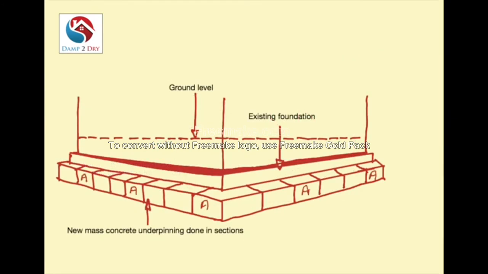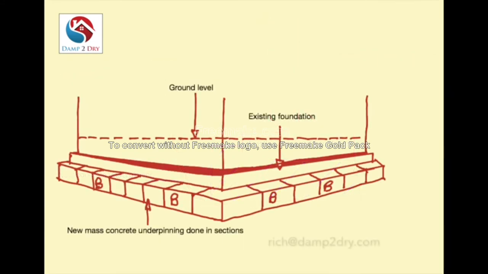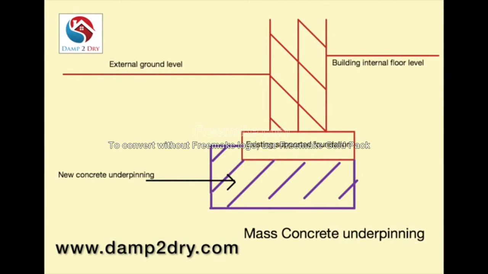This leaves the structure supported. We then pour in concrete below the foundation to, in effect, form a brand new foundation. Then we backfill these in 1 meter sections and excavate and repeat the process in more 1 meter increments, as on the diagram, until the underpinning is complete. This leaves the structure sound and safe, and no movement can now occur. Thanks, Richard Brooks, Damp to Dry Construction Limited.